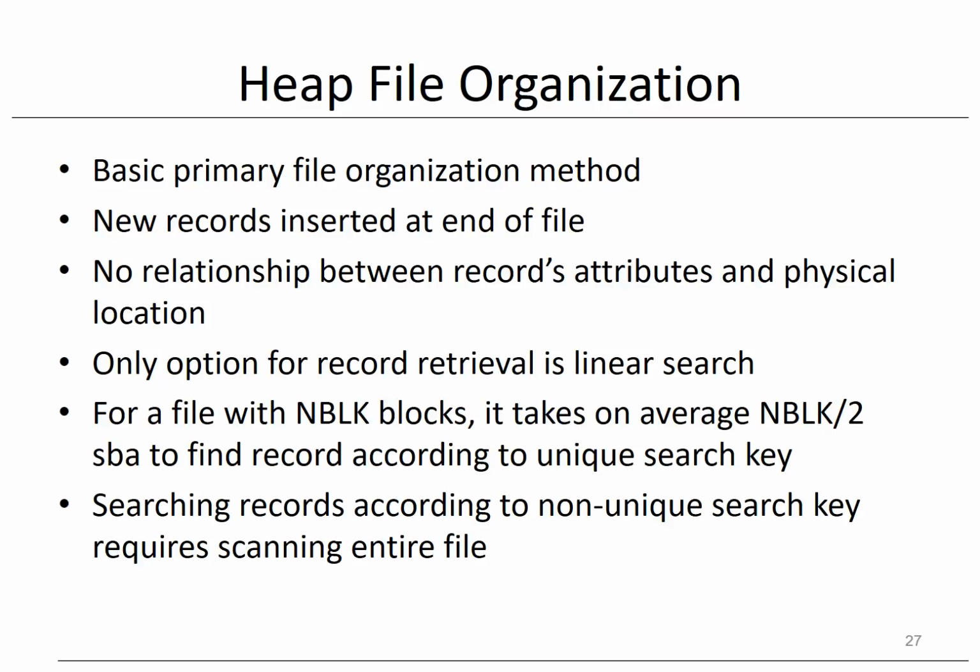If a single record is sought according to its primary key, the scanning continues until the record is found or until the end of the file is reached, meaning that the record is not present. For a file with NBLK blocks, it takes on average NBLK divided by 2 sequential block accesses to find a record. Still, the more requests occur for records that turn out not to be in the file, the more searches will happen until the end of the file, requiring NBLK block accesses.